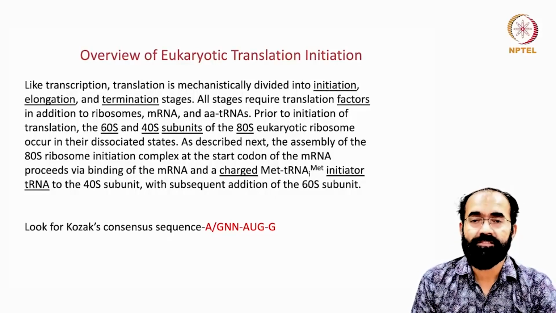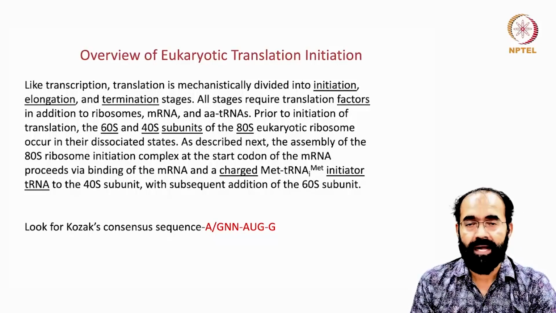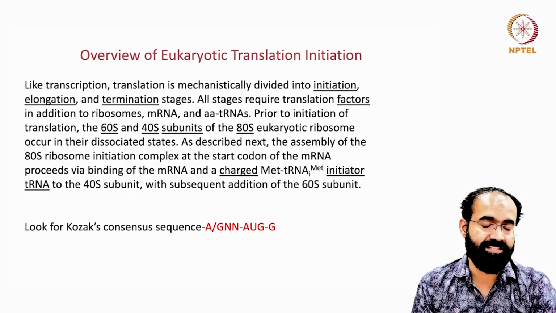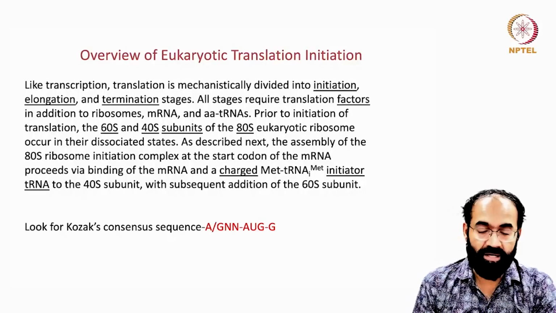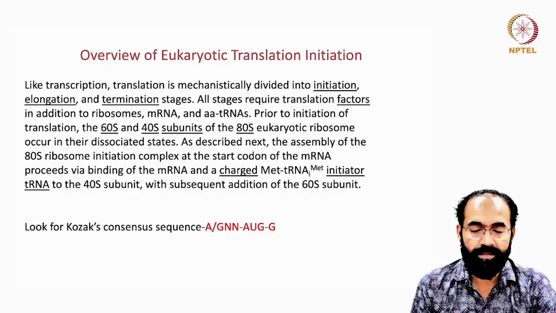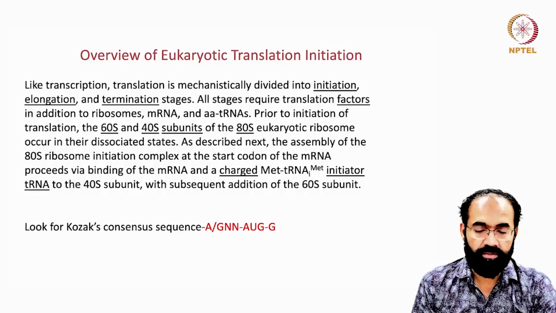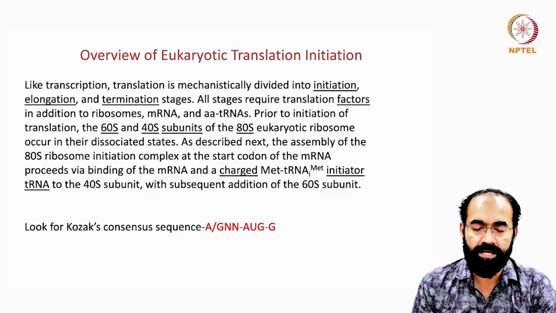Usually when an mRNA has encountered the ribosome, the ribosome will scan the RNA and look not just for an AUG. ATG is in the DNA, AUG is in the RNA, but it will look for the Kozak consensus sequence. What is that sequence? It should be A or G at one place, any two nucleotides, any of the four nucleotides, and then you should have an AUG, and then the next one should preferably be G. It is not a compulsory G, preferably G.